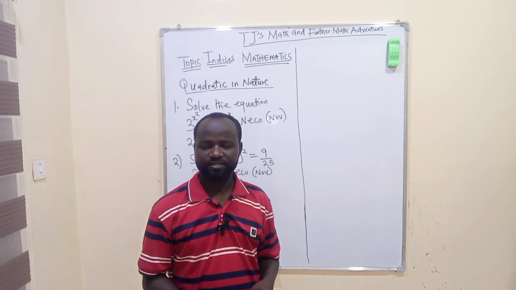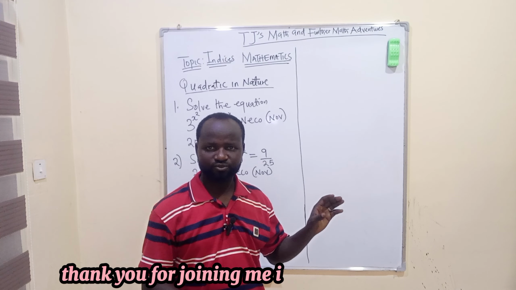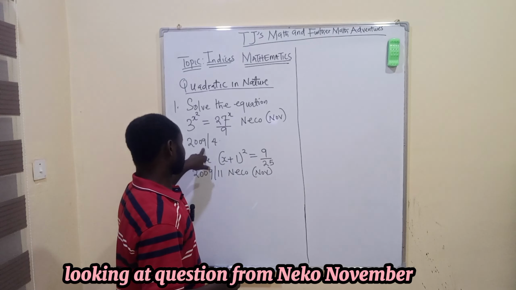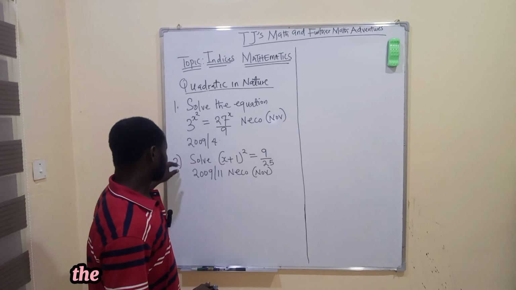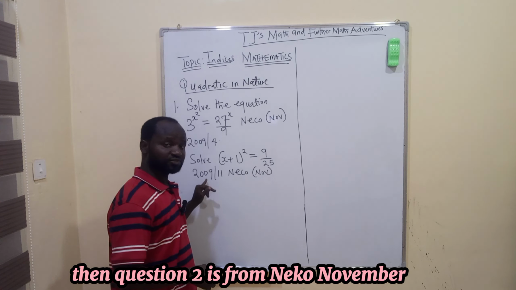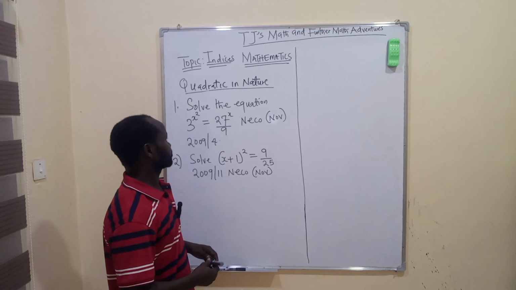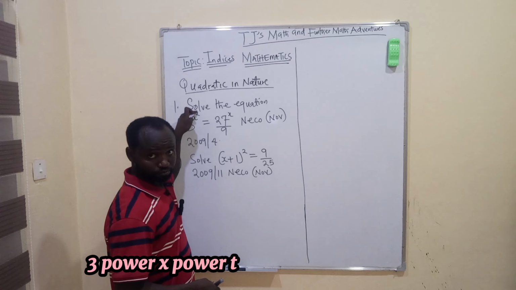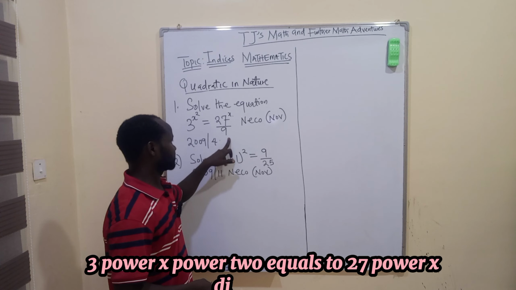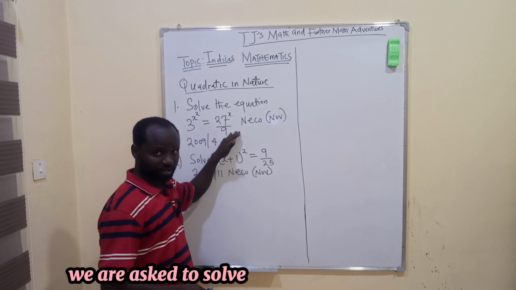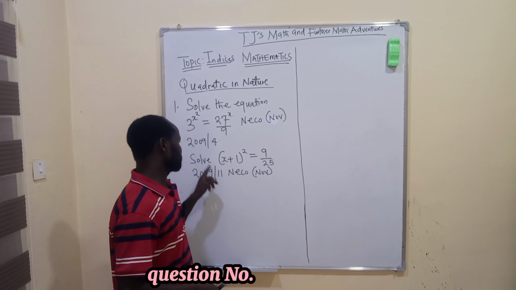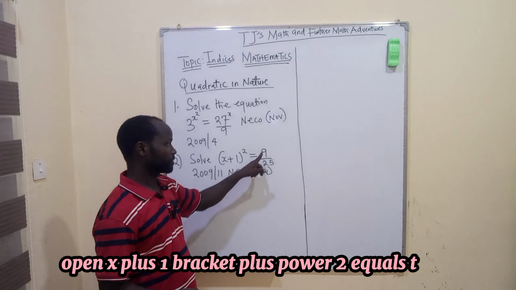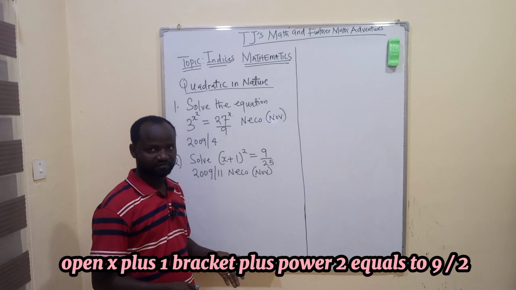Thank you for joining me in today's presentation, looking at questions from NECO November 2009, question 4, and question 11. The question reads: solve the equation 3^(x²) = 27^x ÷ 9. We are asked to solve for x in this first question. Question number 2: solve (x + 1)² = 9/25.